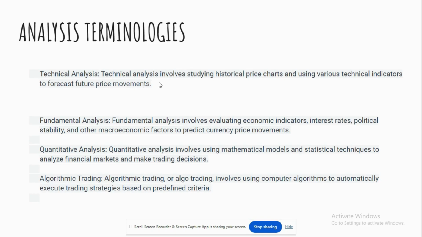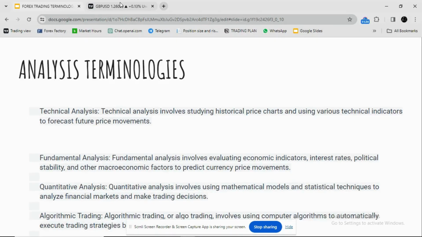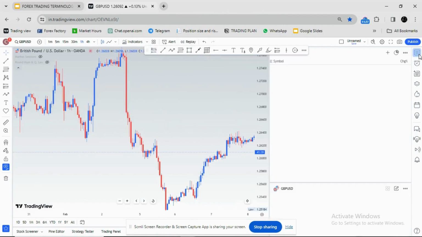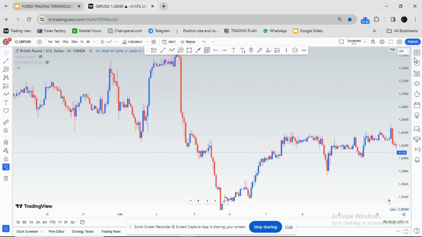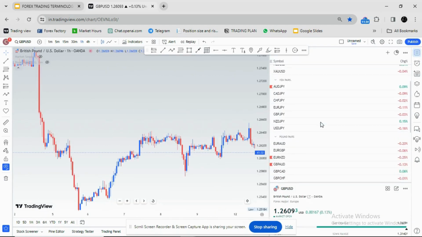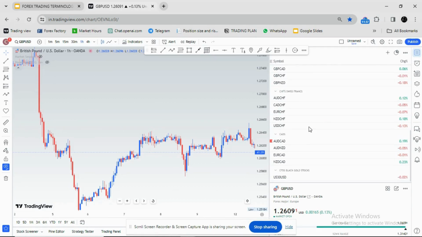So for technical analysis, there's a tool we use, and for me, I normally use TradingView, right? And if you don't have a TradingView account, you need to create one. And if you're starting out, I'm going to make a video to show you how to use TradingView. Let me show you my TradingView real quick. This is my TradingView, and as you can see, this is where we come to do technical analysis. This is where that happens.